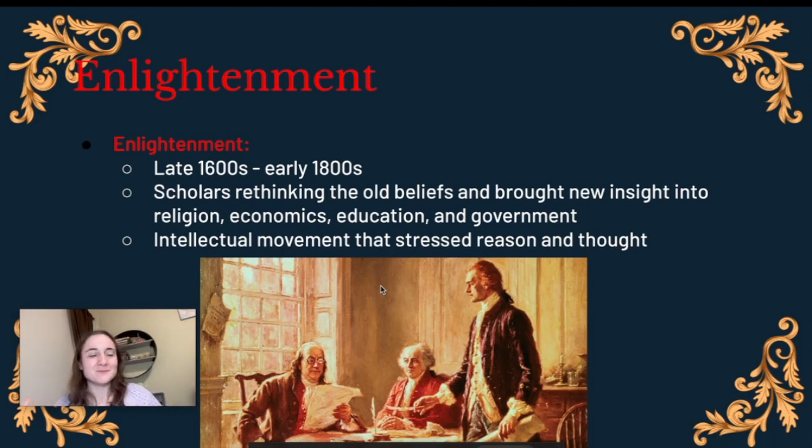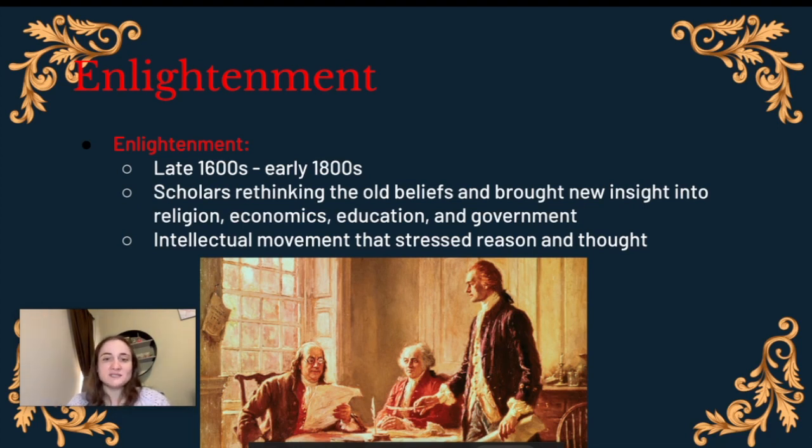Enlightenment. Okay. So, Enlightenment. That was a time period between about the late 1600s to the early 1800s. So it kind of butts up with the end of the Renaissance and then, of course, into the 1800s. And to put that into perspective as well, the United States was a new nation at that time in the early 1800s. There were some people like the founding fathers who were a part of the Enlightenment movement, such as this dude right here, who's Ben Franklin. During the Enlightenment movement, scholars were rethinking the old beliefs and brought new insight into religion, economics, education, and specifically government.